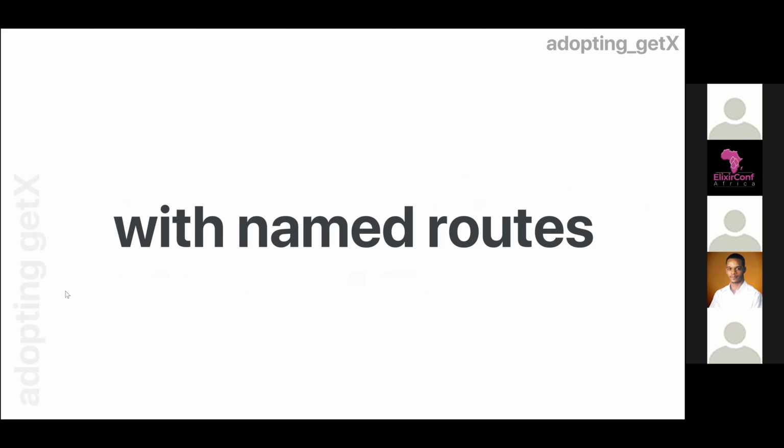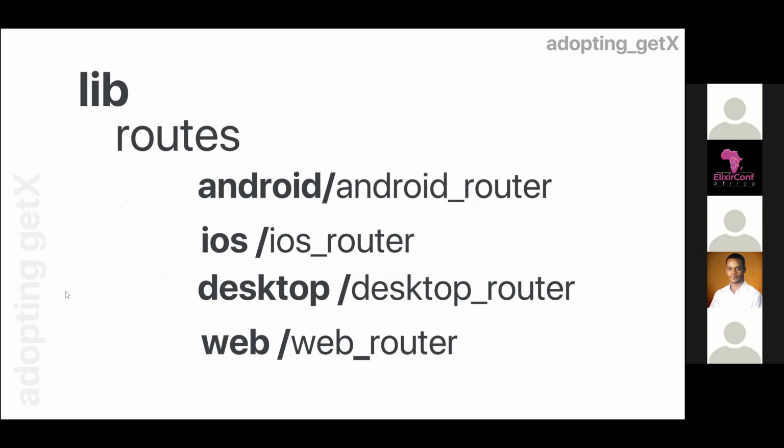How I do named routes is very easy. I create a subfolder that I call routes, and inside it, because we are deploying to different platforms, it depends on what has been agreed on. Currently Flutter can support Android, iOS, desktop, and web. So I create all these routers inside, and inside the routers I put in my code that names the routes: menu, checkout, pricing, offers, notifications. I've listed all of them there.